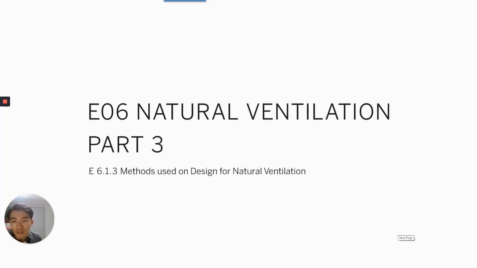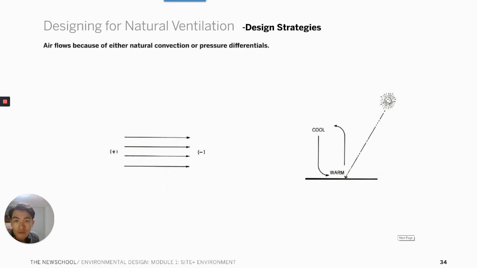Let's talk about the actual methods used for the design for natural ventilation. Air moves based on two different characteristics of the air. The first is that air moves from a location with more pressure to a lesser pressure, and that is what we call wind. And the second feature of air movement is that hot air rises, because hotter air has lesser density and cooler air has higher density.